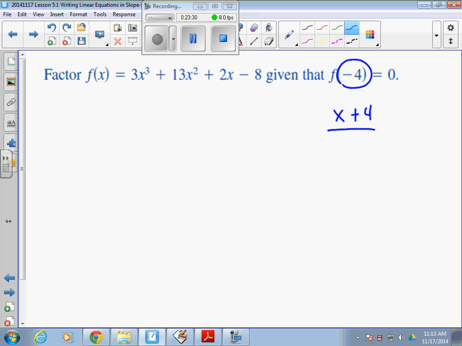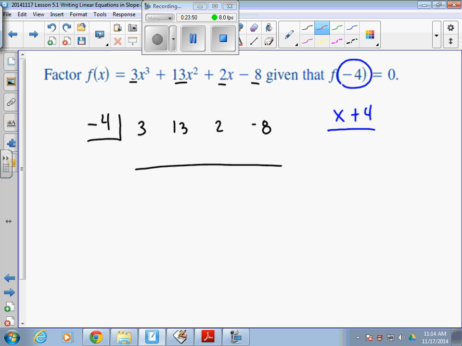All right, I cut it a little bit shorter than a minute to make sure we have enough time. You're going to use the factor negative 4. Remember, it's the opposite of the plus 4. You're going to use all the coefficients, 3, 13, 2, and negative 8. And they're in order and there are none missing.